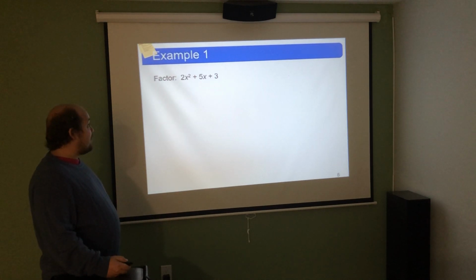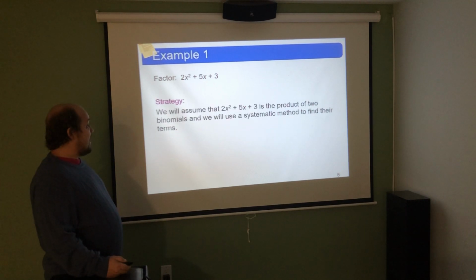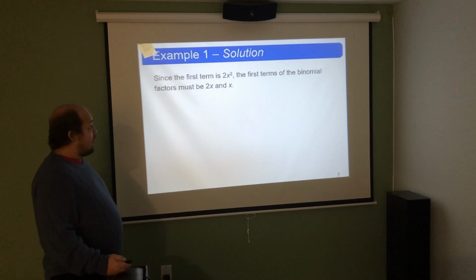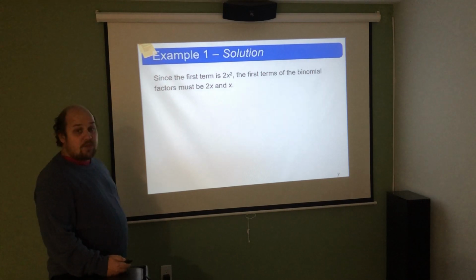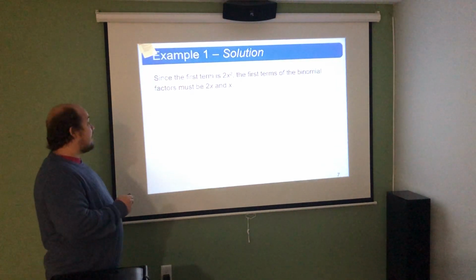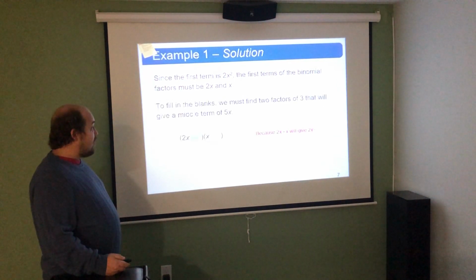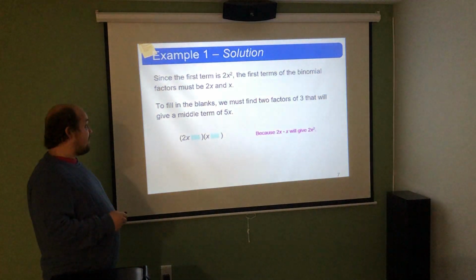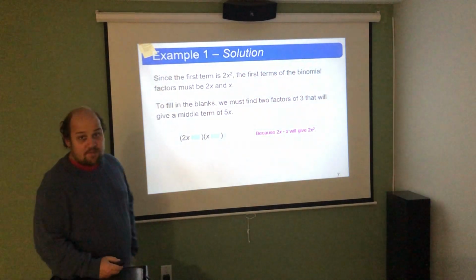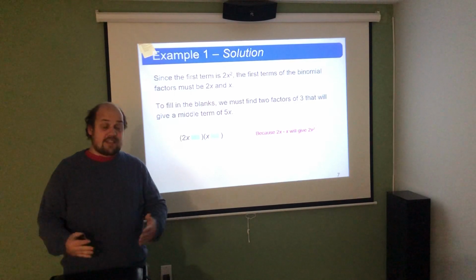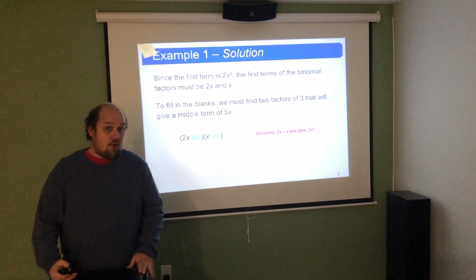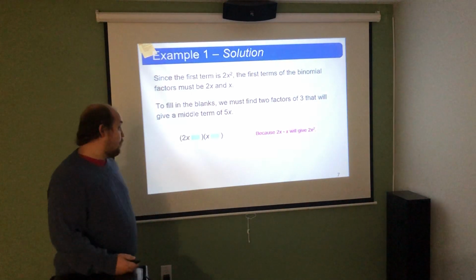If I went to factor 2x squared plus 5x plus 3, I could start by saying that since it's going to be the product of two binomials, we know that they have to start with 2x and x, because that's the only way to multiply to 2x squared. We also know that at the end, we have to fill in with two things that will multiply to 3. Only way to multiply to 3 is 3 and 1.